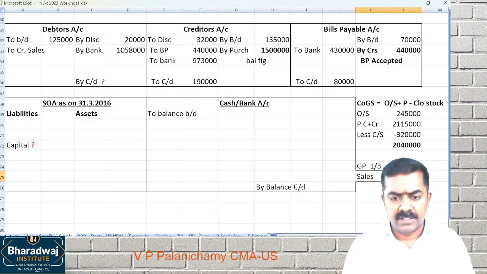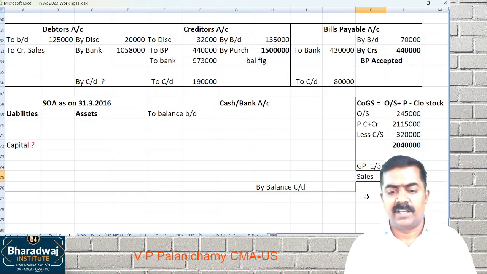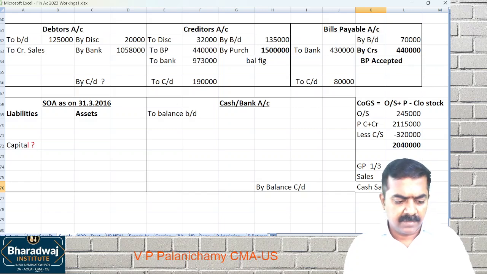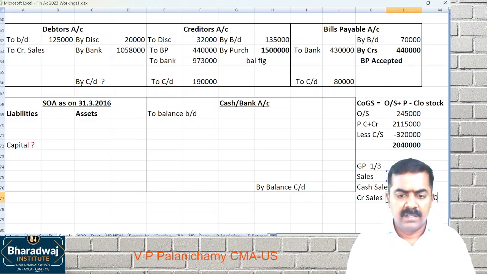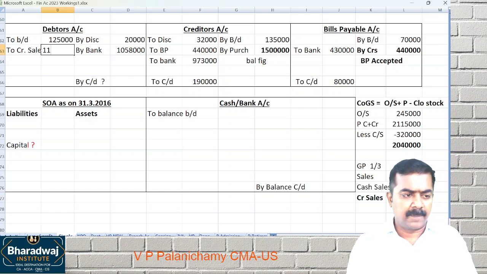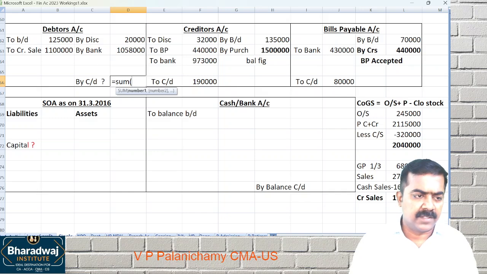If you add, cost of goods sold plus gross profit will give us sales. Any cash sales data available? Less cash sales, how much is it? 16 lakh. If you subtract, we get credit sales: 27,20,000 minus 16,20,000 will give us credit sales. Take the credit sales and put it here, and as a balancing figure you will get the closing balance.